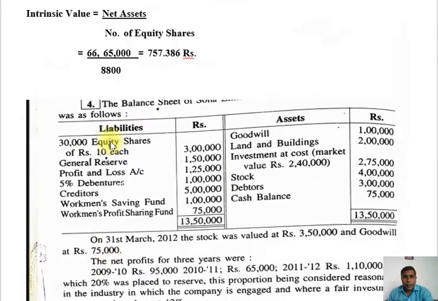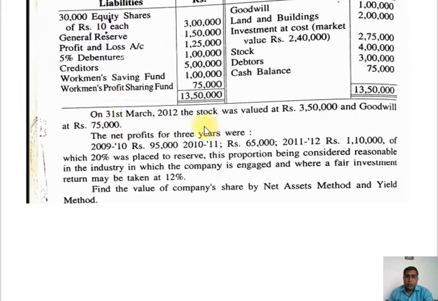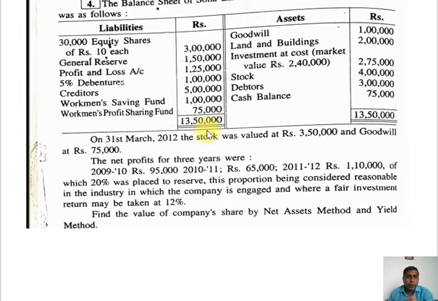So friends, you can see in this example very useful information for us: the goodwill new value. This makes it very easy to find the net assets method and intrinsic value, because the new value of goodwill is already given, so we do not need to calculate the goodwill value. So now we directly find out net assets and then after find our value.